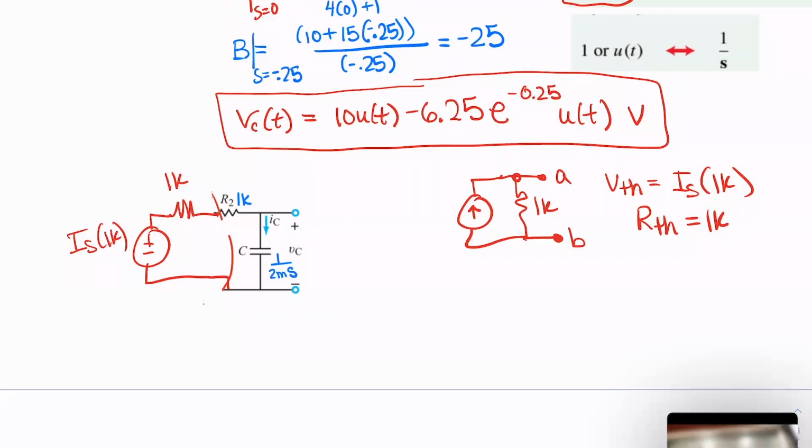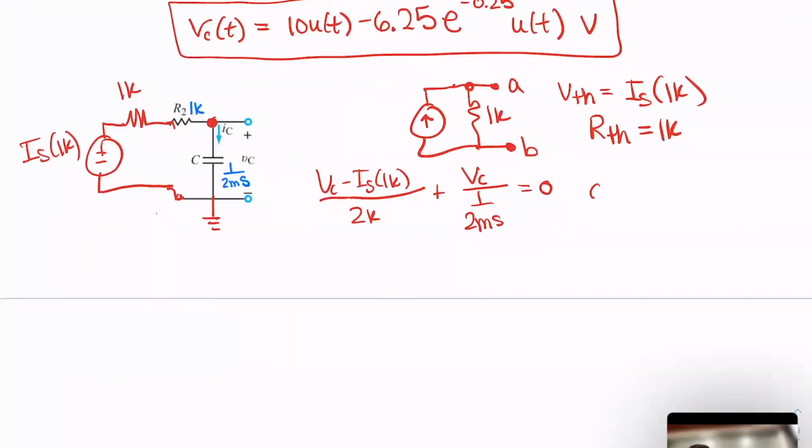So there's really no node, but you could call that VC and then do VC minus IS times 1K over 2K plus VC over 1 over 2 milli S. My ground is in there. You could do it that way. It will yield the same.